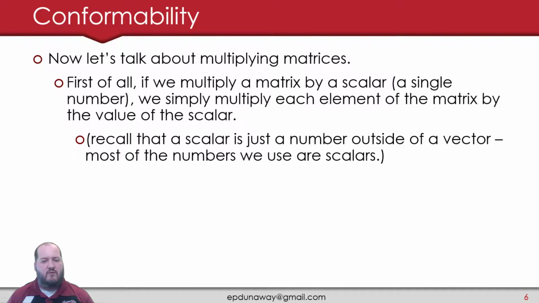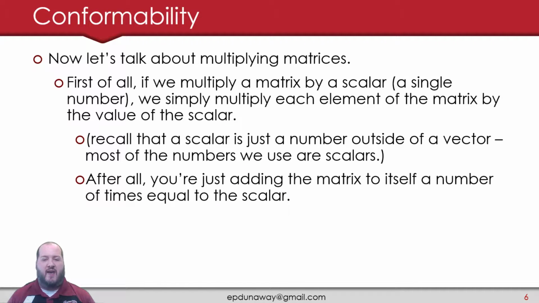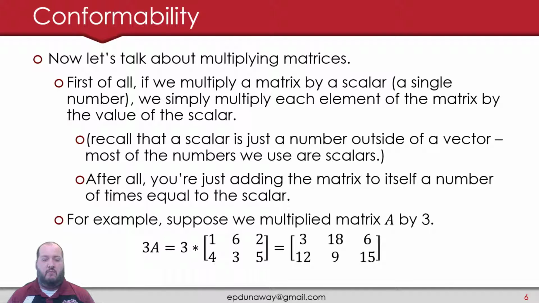Now, most of the numbers that we have used in our lives are scalars rather than vectors. If it's not in a matrix or in a vector, it's a scalar, and we can treat it specially. But thinking of it like this, if we take a matrix and multiply it by a scalar, all we're doing is just adding the matrix to itself a number of times equal to the scalar. And that's really it right there. So for instance, if I want to multiply the matrix A by 3, I'm just adding A plus A plus A, or it's just 3A.